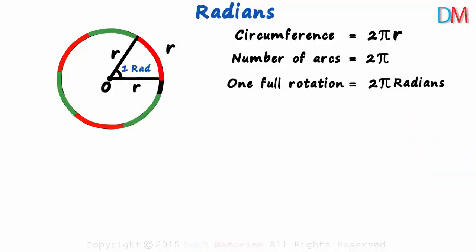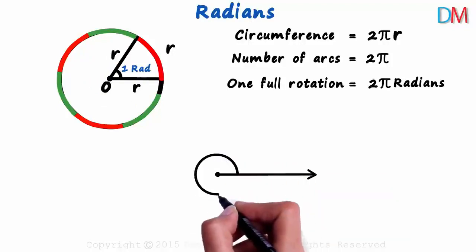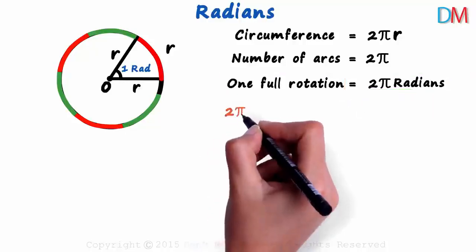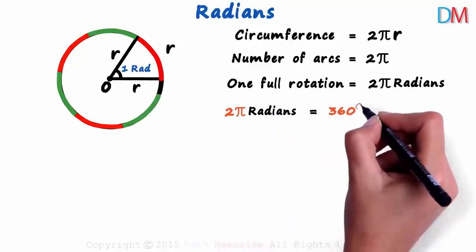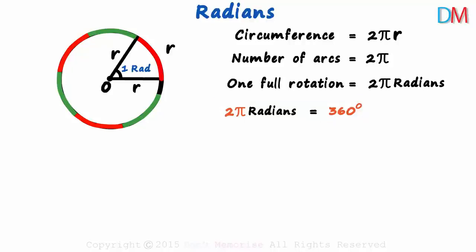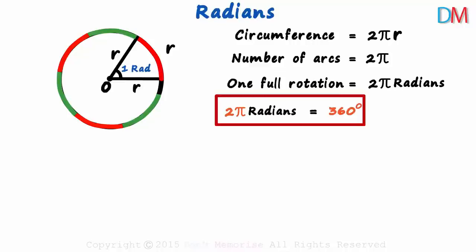And it tells us something more too. If we rotate 1 arm completely, then 2 pi radians will be covered at the center. But wait, hold on. We also know that 1 full rotation equals 360 degrees. Yes, 1 full rotation equals 360 degrees. As both equal 1 full rotation, these two will be equal. 2 pi radians will equal 360 degrees. That's the relation between degrees and radians. This is what we have been working towards in this video. If we understand this, we can easily derive the rest.